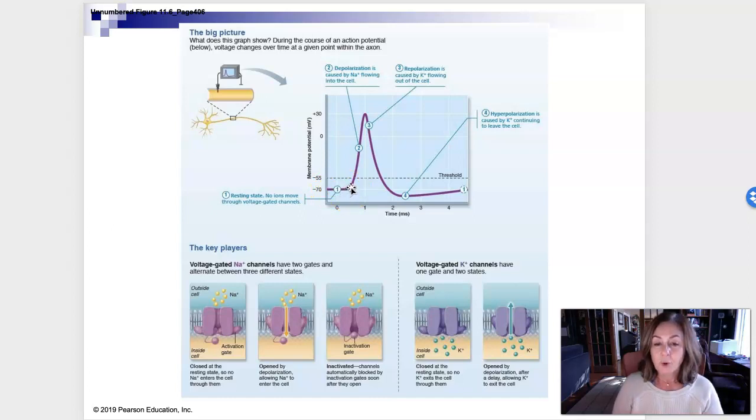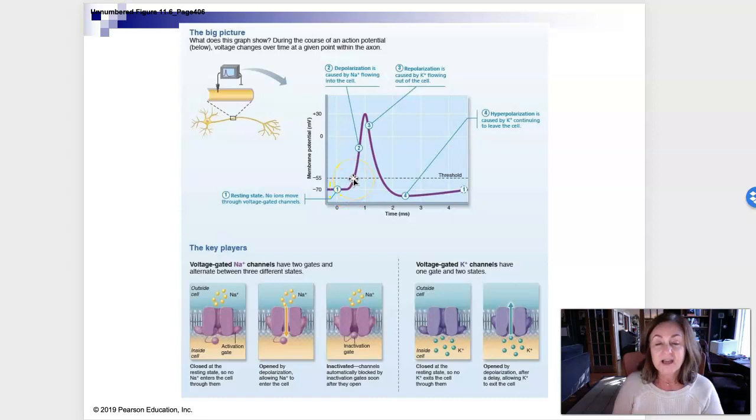And if it is depolarized to what we would call threshold, threshold being just enough of a voltage change to open the voltage regulated sodium channels that are only located in the axon and the axon terminals and downstream from the axon. So that's why only the axon can generate an action potential. So here we can see a depolarization occurring.